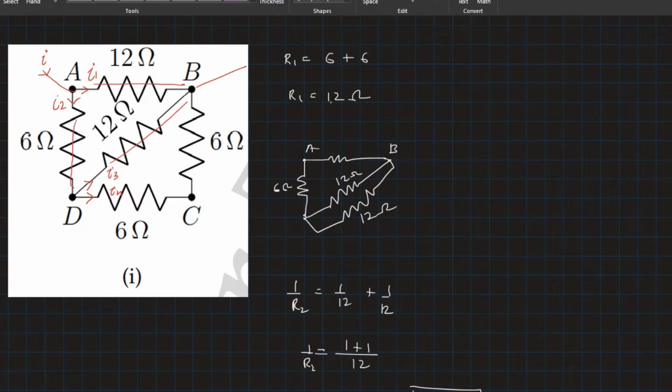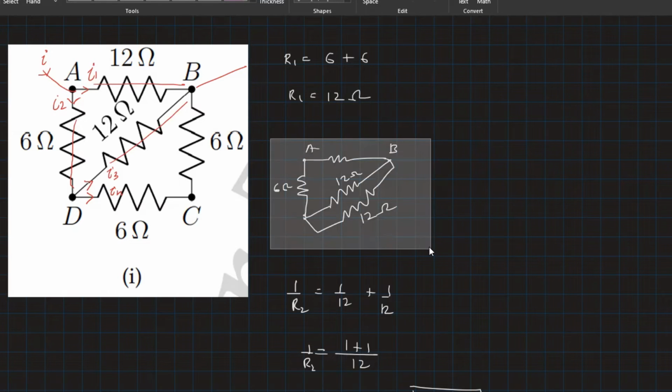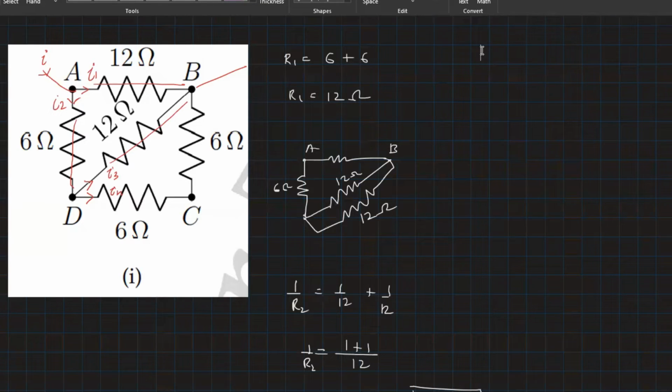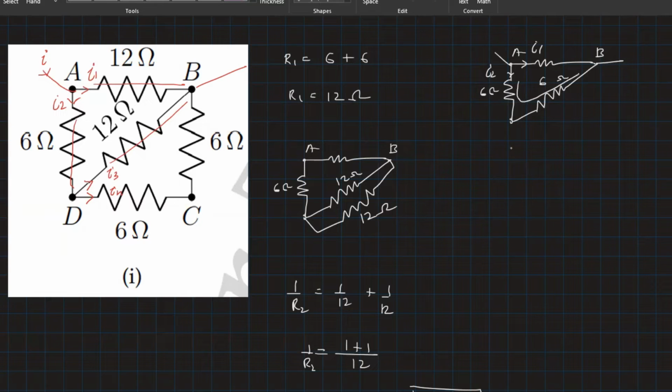Okay, so what does that make? So I will just copy this and edit that diagram here. So we have these two resistors together giving you 6 ohms. Okay, so students, what did I tell you? This is I1, this is I2. So that means I2 is now flowing through these two resistors. So this will be 6 plus 6, and that will be 12 ohm.